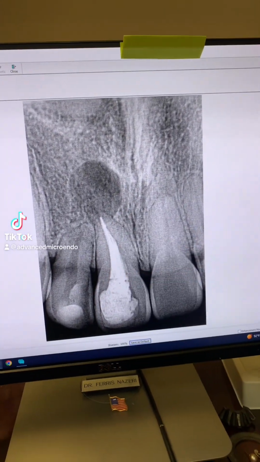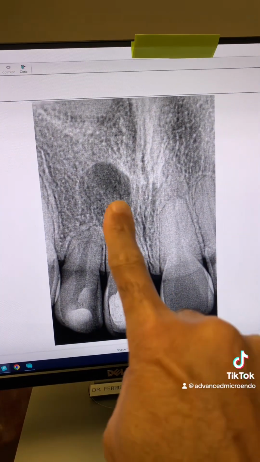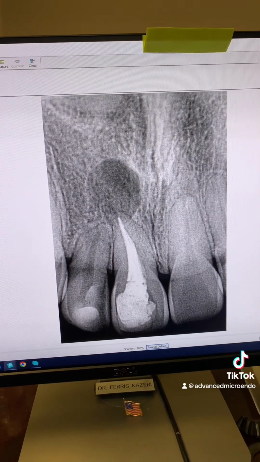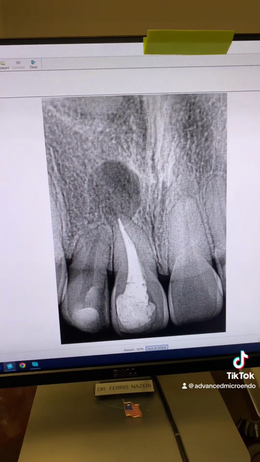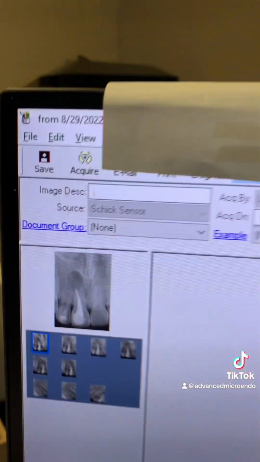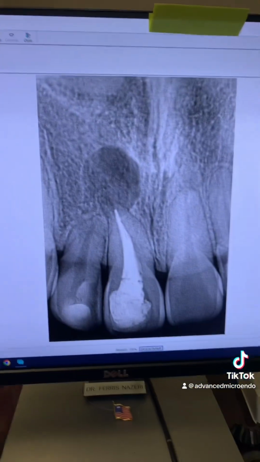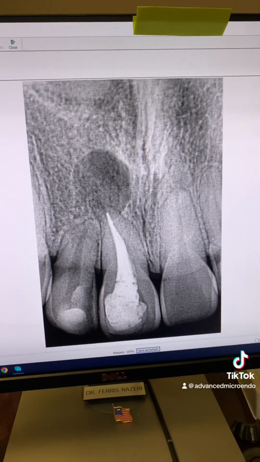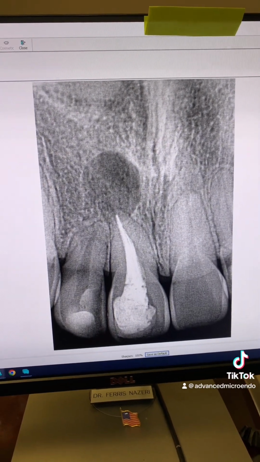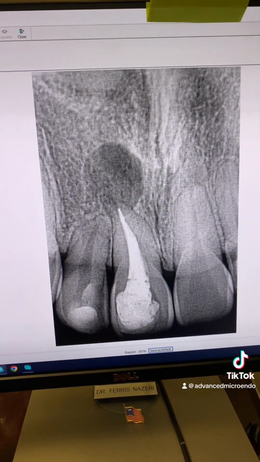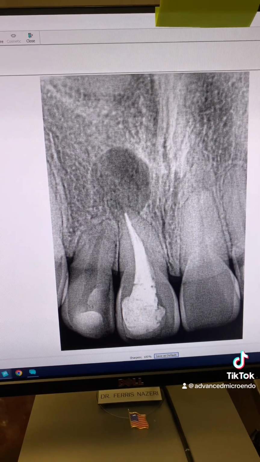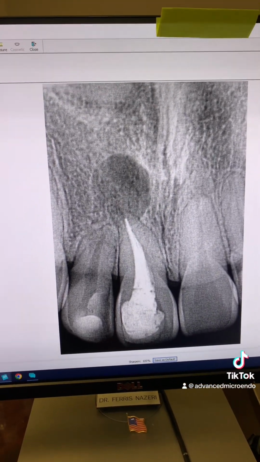This patient was referred to me for endodontic retreatment of tooth number 8 1 year ago. And as you can see, here's the date. According to the patient, the root canal was done 5 years prior. And the patient says, I have no symptoms. I have no issues, no symptoms, no problems with this tooth.